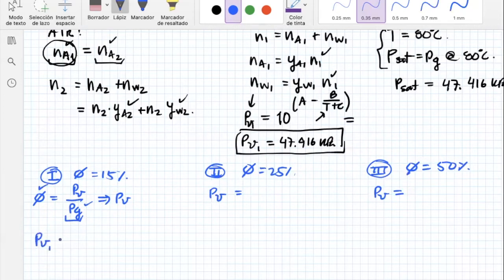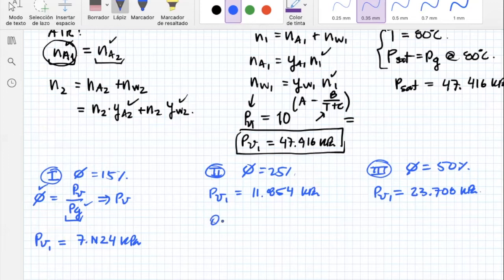Therefore, let me just put PV1 for case one equals, I already have this stuff, so let me just try to find it. And what I will get out of this is going to be 7.112 kilopascals. For this case, PV1, in this case, I have 11.854 kilopascals. And for this case, I have that the vapor pressure is 23.708 kilopascals. So again, how did I get to this number?